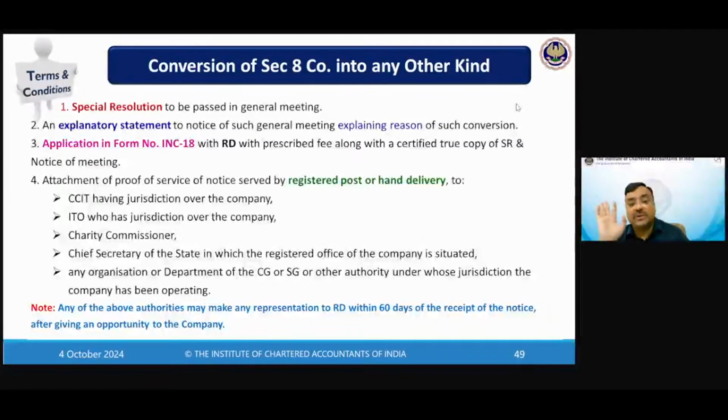Now any of the above authorities may make any representation to the RD within 60 days of receipt of notice, after giving an opportunity to the company. आपने नोटिस भेज दिया, you have sent the notice to these authorities, and these authorities want to represent before the regional director for any reason, maybe that this company should not be converted, and they have the authority, they have the reason, so they want to present themselves before the director. They have the right, they can be present within 60 days, but for this purpose they should give a reasonable opportunity to the company for being present.